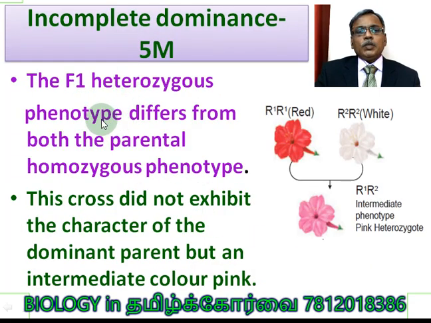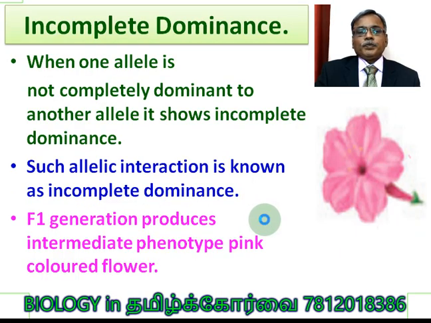The F1 heterozygous phenotype differs from both parental homozygous phenotypes. This cross did not exhibit the character of the dominant parent but an intermediate color, pink. Actually, what they expected, as per Mendel, was that either the red or the white character would be produced in the F1. As against their expectation, it has produced an intermediate color, the pink color, in the F1 generation.